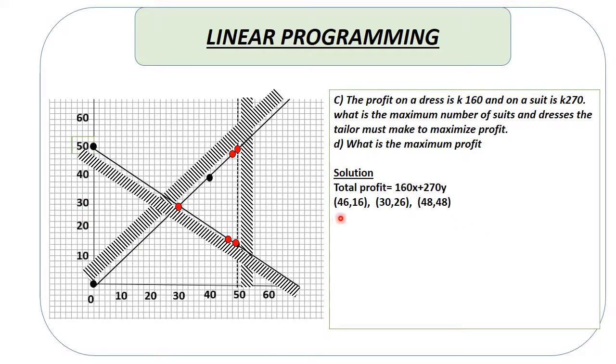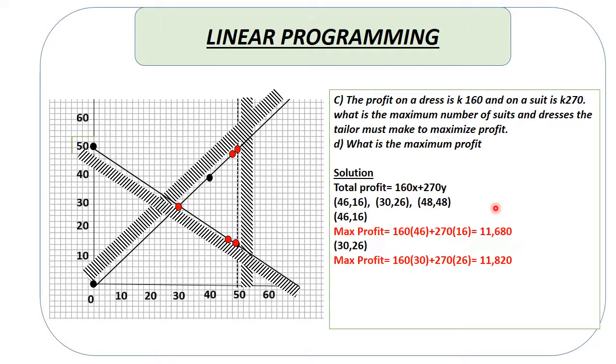Once you have these 3 points, you start testing. We're going to put the x value here and the y value here and see what it gives us. We start with 46,16. For the maximum profit, where there's x we put 46, where there's y we put 16. When we do that, we have 11,680. Let's try another point, which is 30,26. If we do that, we get 11,820. Let's try the last point, which is 48,48. The profit is 15,360.